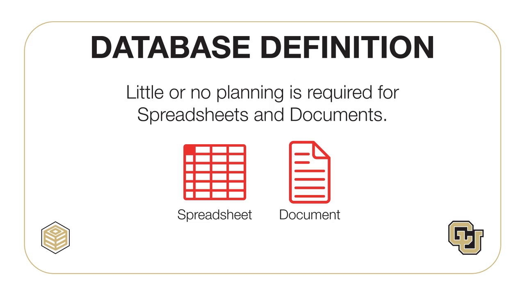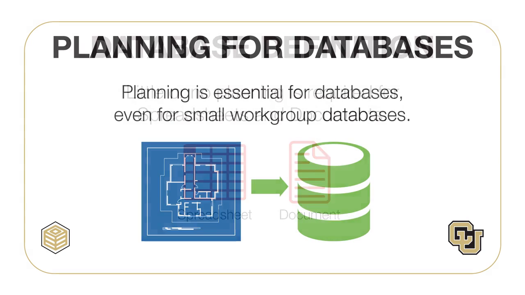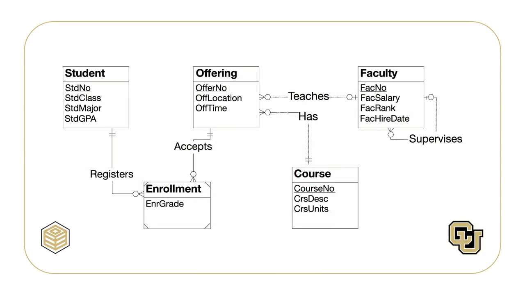Database definition is the feature that distinguishes standard desktop software, such as word processing and spreadsheets, from database software. When developing a document or spreadsheet, little or no planning is required. As a document or spreadsheet develops, styles and formulas can be added to provide dynamic planning for the entire document or spreadsheet. In contrast, planning is essential for databases, even for small workgroup databases. A diagram showing the types of entities and relationships should be developed to support the intended usage of the database before a database can be implemented.